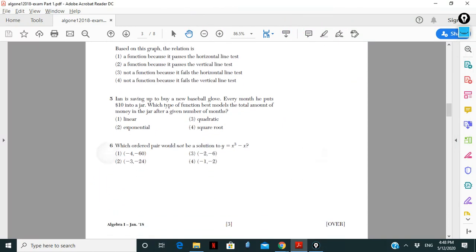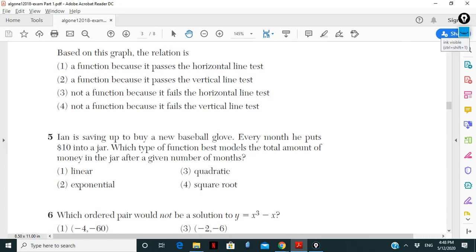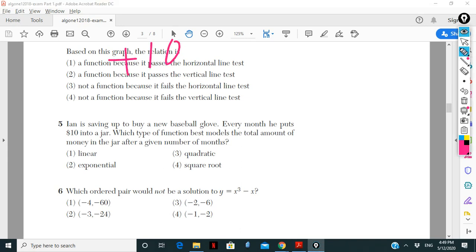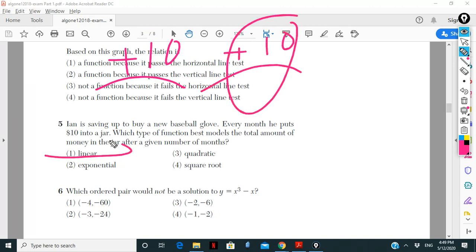Question number 5. Anne is saving up to buy a new baseball glove. Every month she puts $10 in a jar. Which type of function models this? So she's adding 10. After that she's adding another 10. So that's a constant rate. Constant rate means it's a linear equation. So the answer is 1.